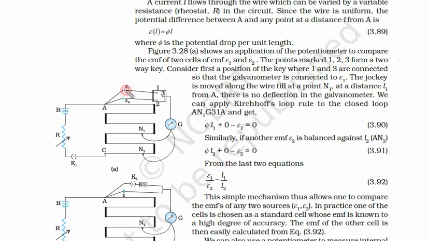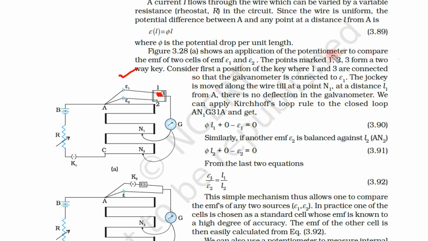Let us take, we want first to measure cell 1, which has an EMF epsilon 1. So we inserted the key, or we connected 1 and 3 together with this key. Now let us see what will happen.